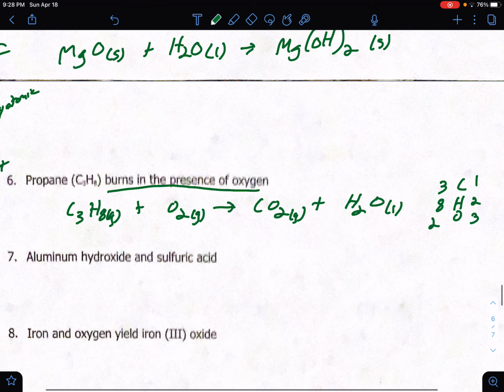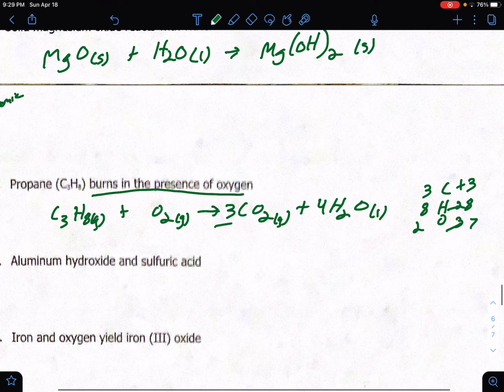So I'm going to put a 3 in front of this CO2. That changed this to 3. Change my oxygens now. 3 times 2 is 6 plus 1. This is now 7. So I'm going to move on to my hydrogens. I'm going to put a 4 in front of this to get to 8. But it changed my oxygens again. 3 times 2 is 6 plus 4 gives me 10. So that means I need 10 on the left, so I'm going to put a 5 right here. And that means now I'm done. So this is at 10. So this is it.